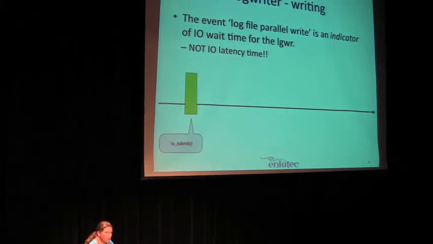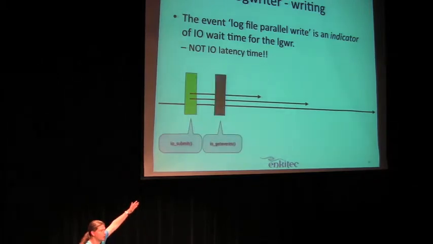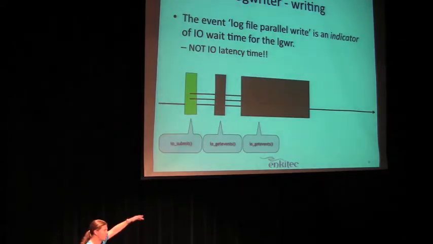The wait event log file parallel write is an indicator of the IO wait time for the log writer. It is not the absolute IO latency time. So let me show you why. With IO submit, let's say that I need to submit 2 IOs. Both IOs have a certain latency. And if my first io_getevents call, which is non-blocking, is not able to reap them, then the second one needs to wait for both IOs to be completed.